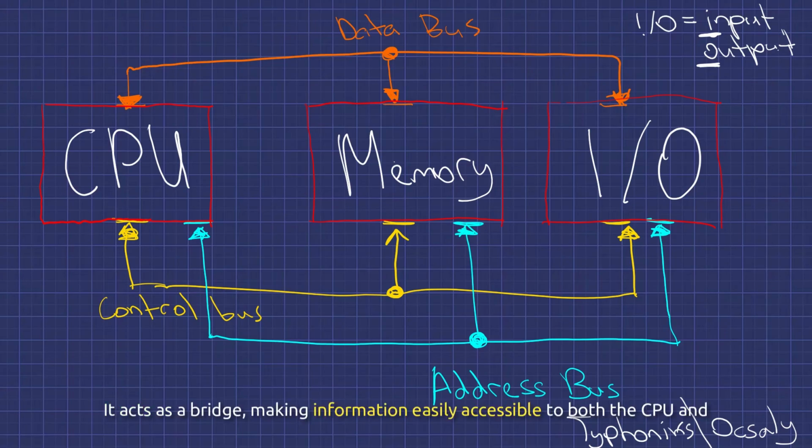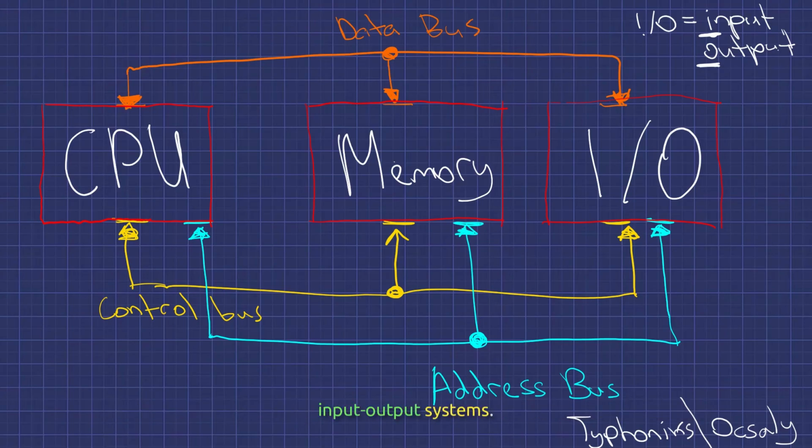Memory. Memory stores both the instructions that the CPU executes and the data those instructions use. It acts as a bridge, making information easily accessible to both the CPU and input-output systems. This is where your program lives when it's running.